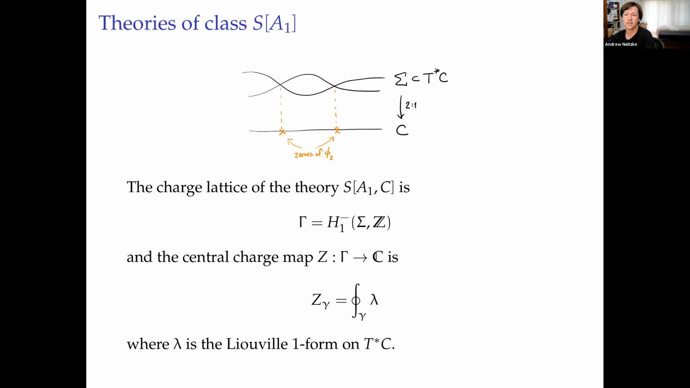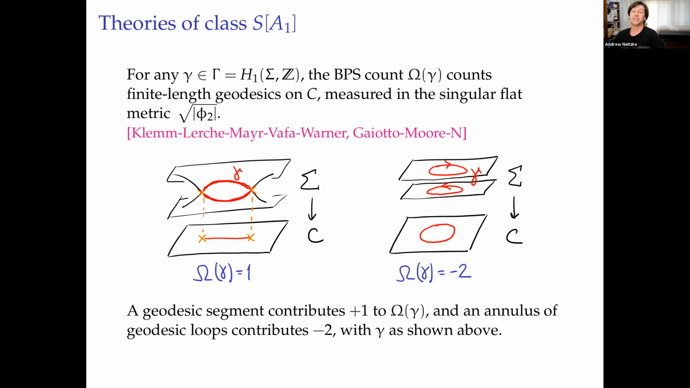Okay. All right. So now the most interesting part is these integers, omega of gamma, which I said are counting BPS particles. And so what are they in this case?